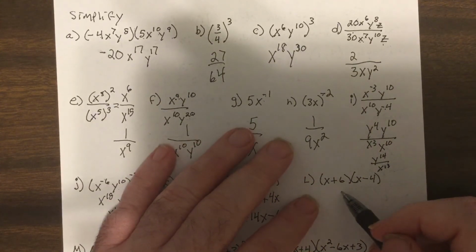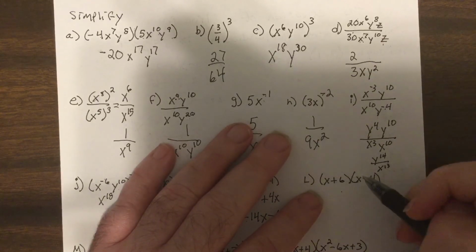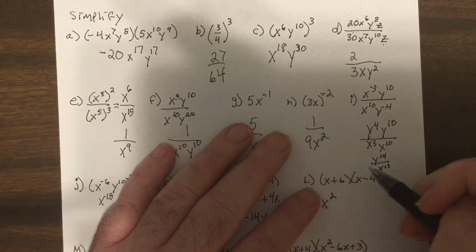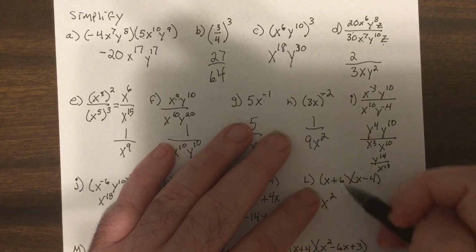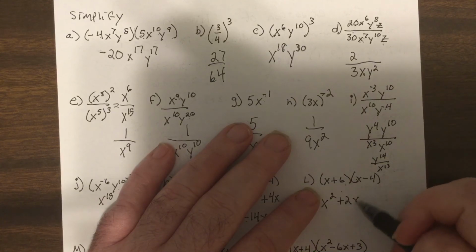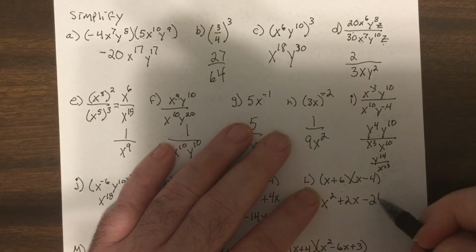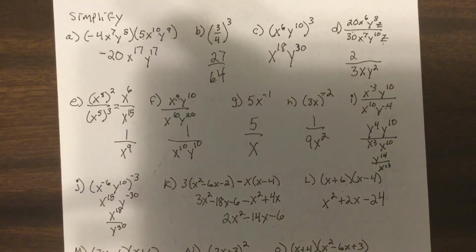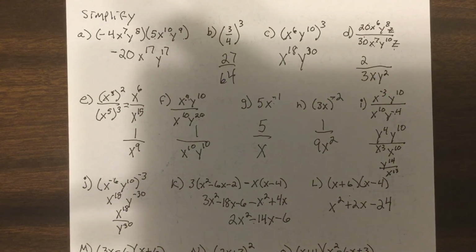Now, FOILing. Hopefully we have that down by now. X and x is x squared. 6x minus 4x is 2x, minus 24. I guess we'll have part 2 to finish this off.